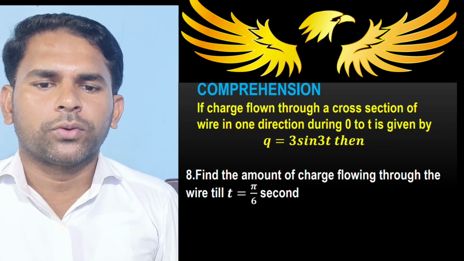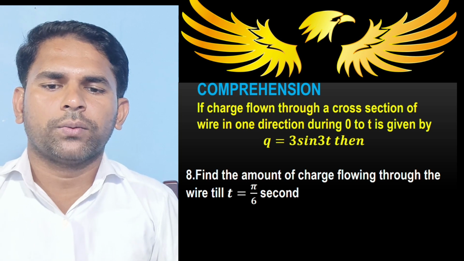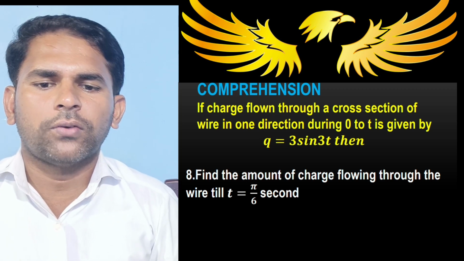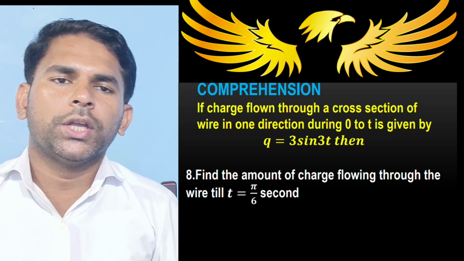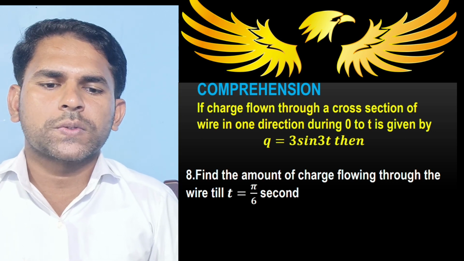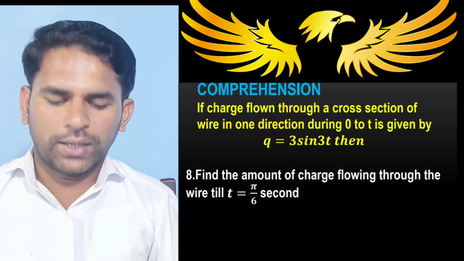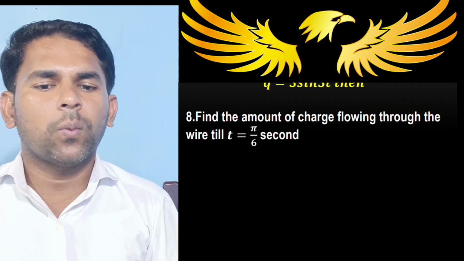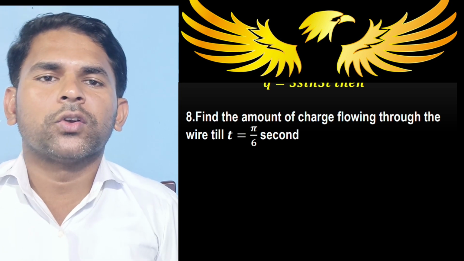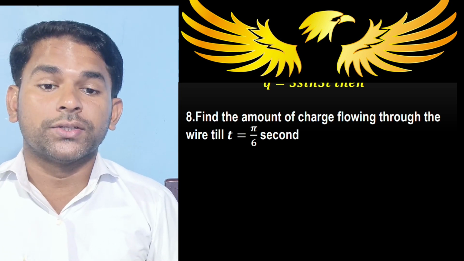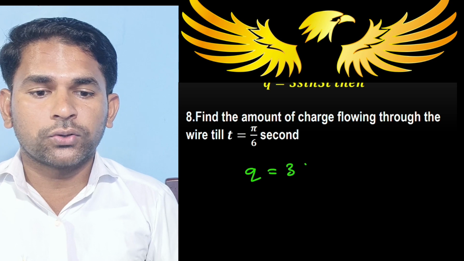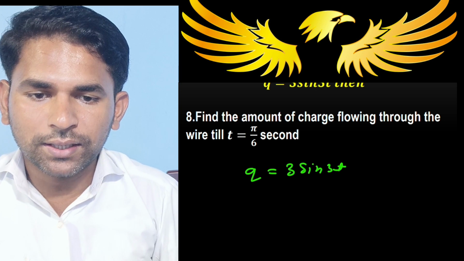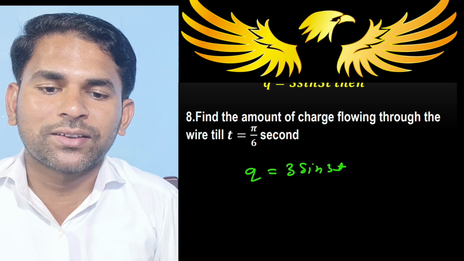This is a story type question. There is one equation given, and some condition is given. If the charge flowing through a cross section of a wire in one direction during 0 to t is given by q is equal to 3 sin 3t, then find the amount of charge flowing through the wire till t is equal to pi by 6. So they are asking for the charge. The charge value q is equal to 3 sin 3t is given, and they are asking the amount of charge when t is equal to pi by 6.